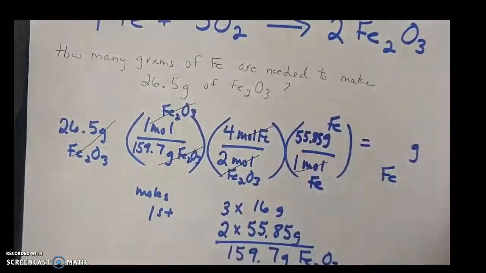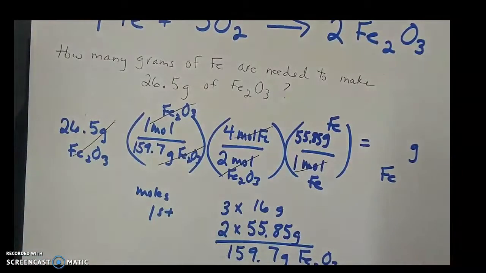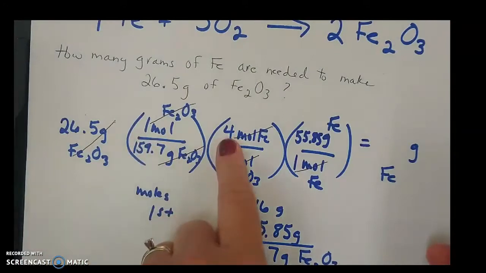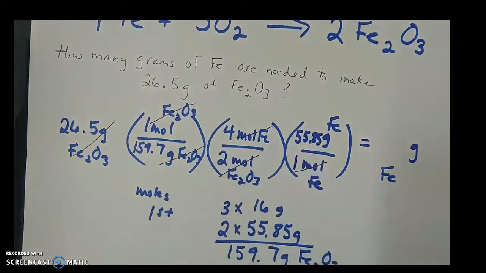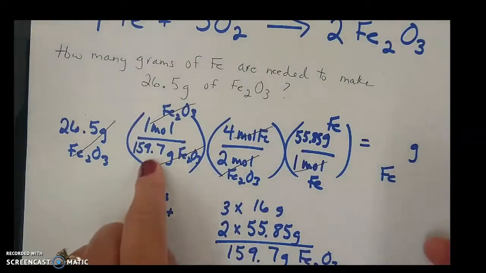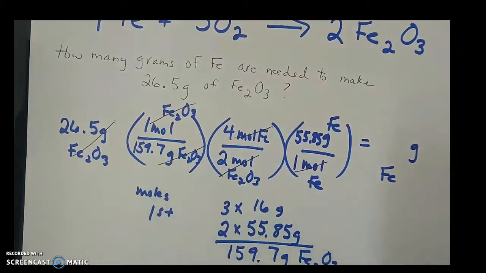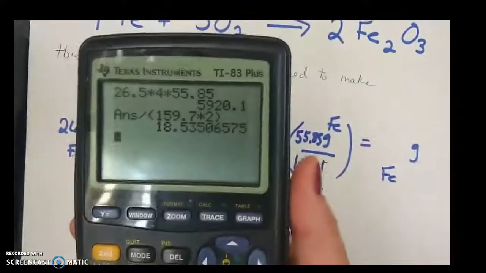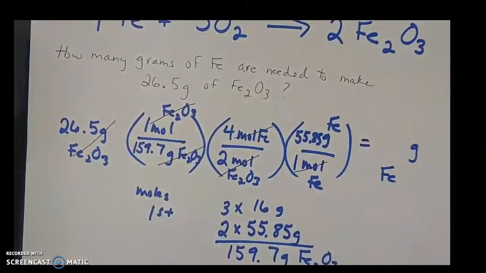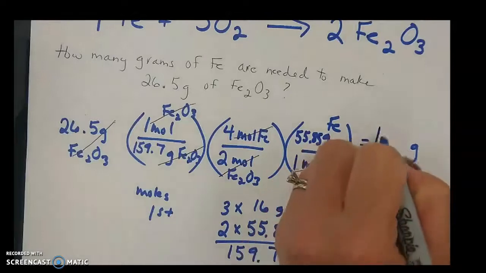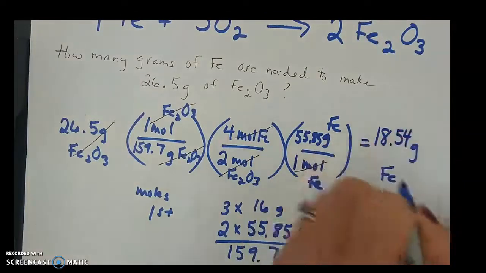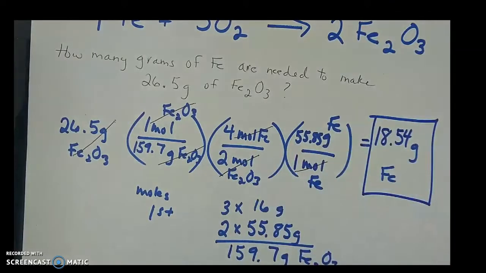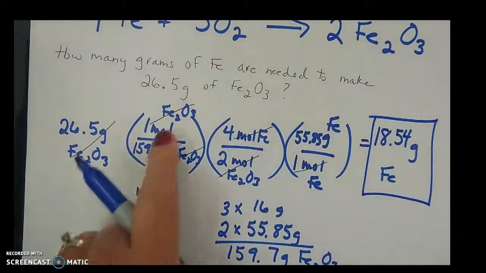Now it's time to calculate. So multiply all the numbers on the top. 26.5 times 1 times 4 times 55.85. And then you're going to divide by the numbers on the bottom. So take that answer and divide by 159.7 and divide by 2. And that's going to give you your answer to the stoichiometry calculation. So it looks like I get 18.54 grams of iron. So 18.54 grams of iron is how many I need to make that 26.5 grams of iron 3 oxide.